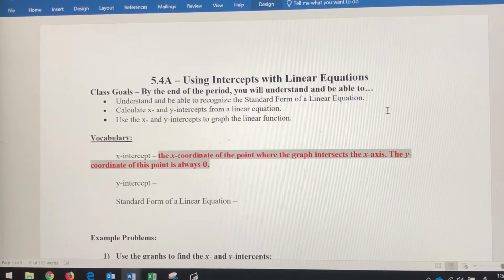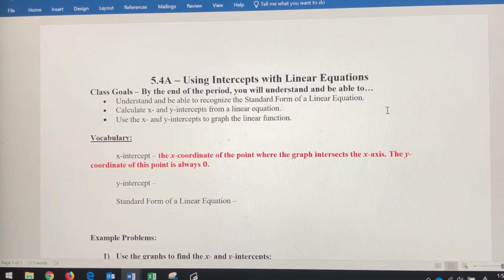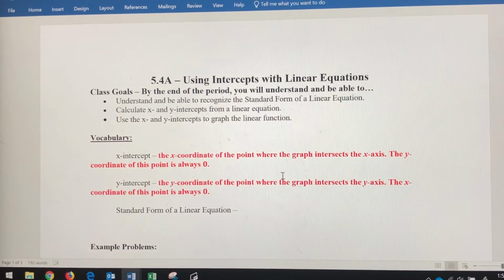The x-intercept is the x-coordinate of the point where the graph crosses, or intersects, the x-axis. That point is always going to have a y-coordinate that is 0. The y-intercept is the y-coordinate of the point where the graph intersects the y-axis. Where the graph crosses the y-axis is called the y-intercept. At that point, the x-coordinate is always 0.